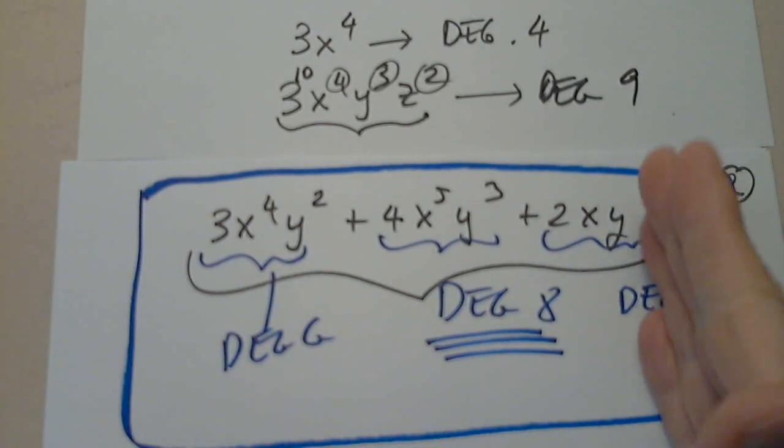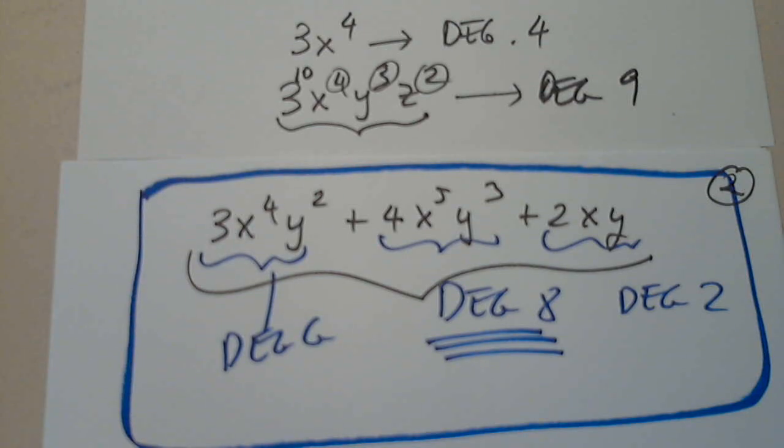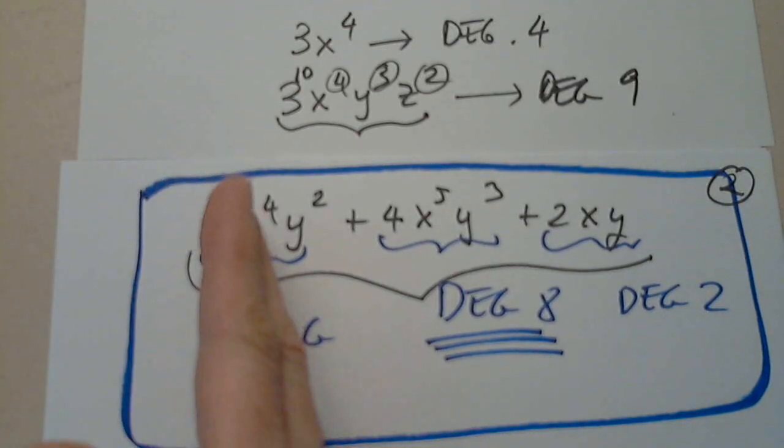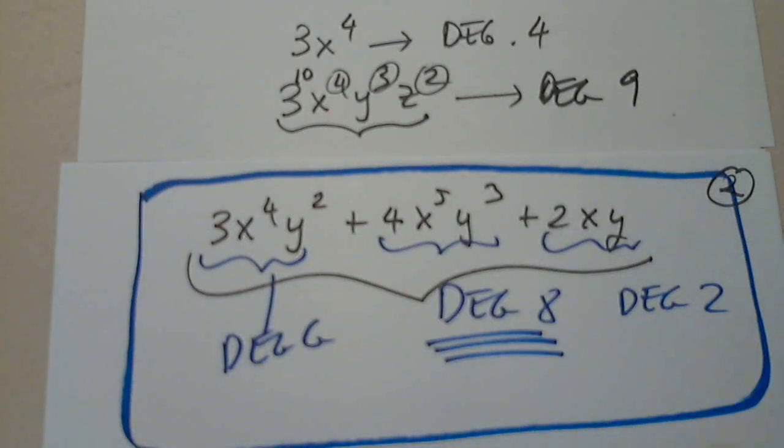I'm not adding degrees among monomials. I identify the degree of each monomial individually, separately from the rest, and I choose the highest to be the degree of the entire polynomial. So this polynomial, which is a trinomial, 3 terms, has degree 8. Of course, we're not going to go that high. There is no need to do that. I just want you to understand.